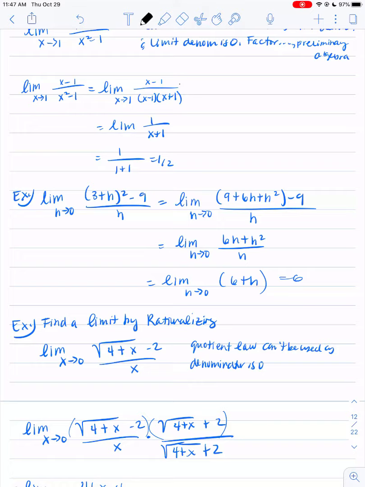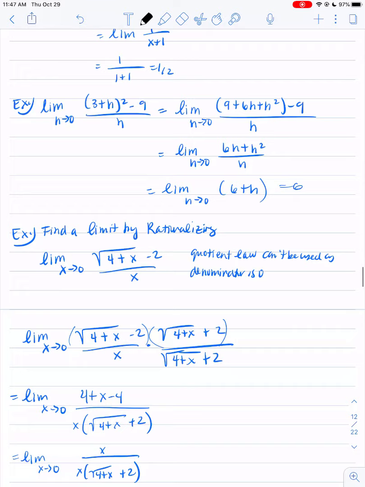And then for this next example, I have the limit as h approaches 0 of 3 plus h squared minus 9 over h. And so I could go ahead and just expand this, because if I plug in 0, I get a 0 in the denominator, which is undefined. So let's see if we could do something. So I expand and I get 9 plus 6h plus h squared minus 9 over h. And then I could go ahead and subtract the 9s from each other.